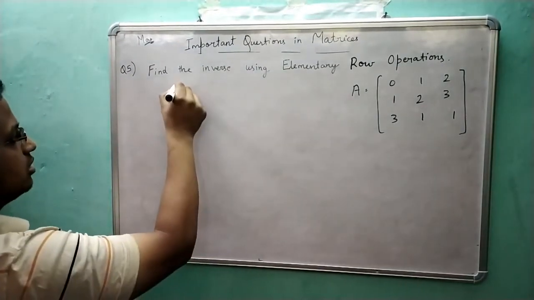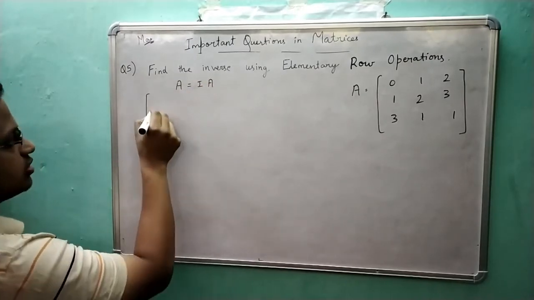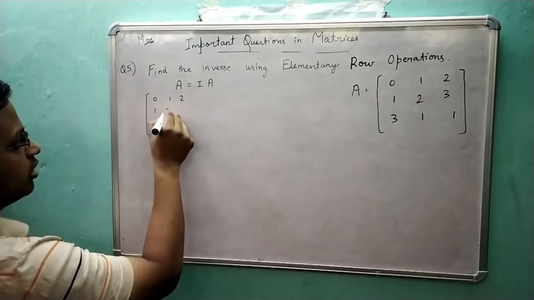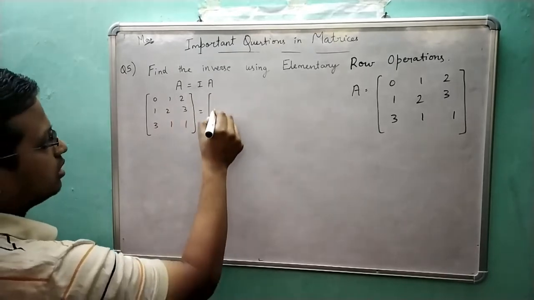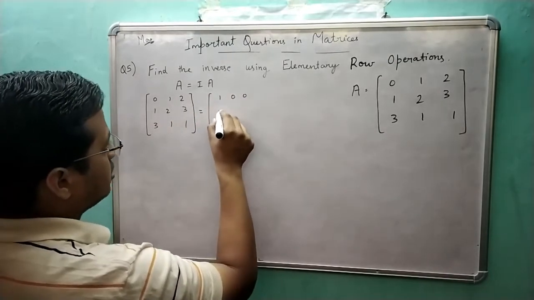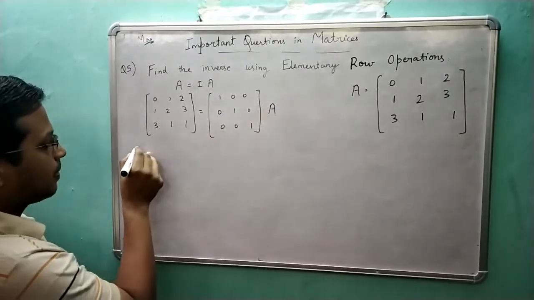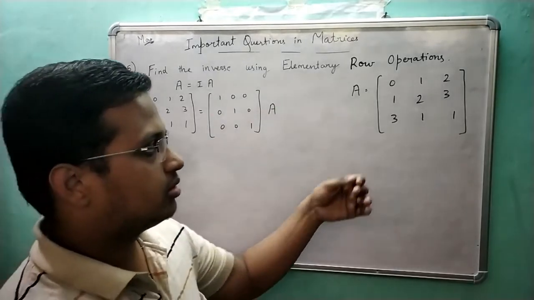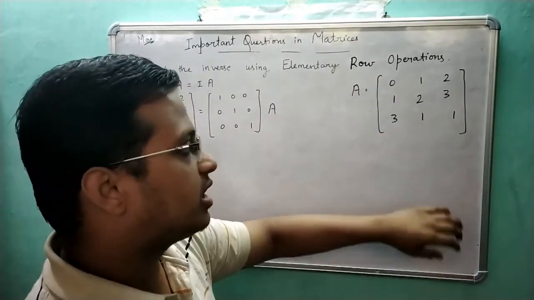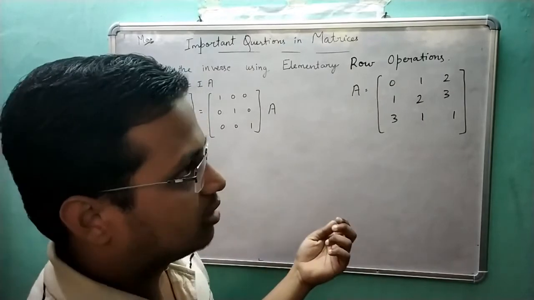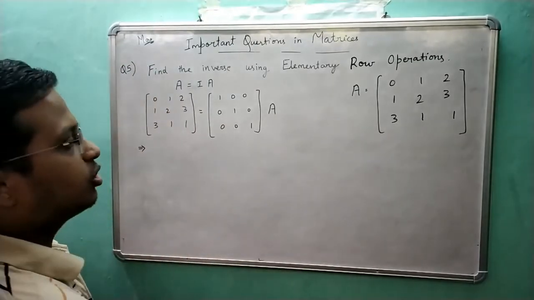So let's start. So our procedure is A is equal to IA. A is 0, 1, 2, 1, 2, 3, 3, 1, 1 is equal to 1, 0, 0, 0, 1, 0, 0, 0, 1 into A. But we have to make the first element 1 by dividing something. So what should be divided from 0 so that you will get 1? You may divide anything, you won't get 1. So we have to use some other elementary operation here.